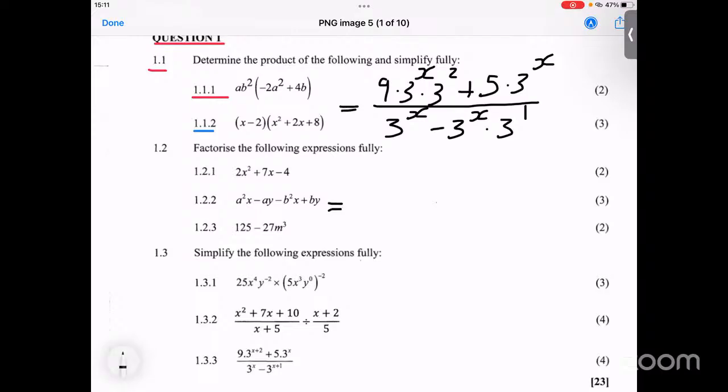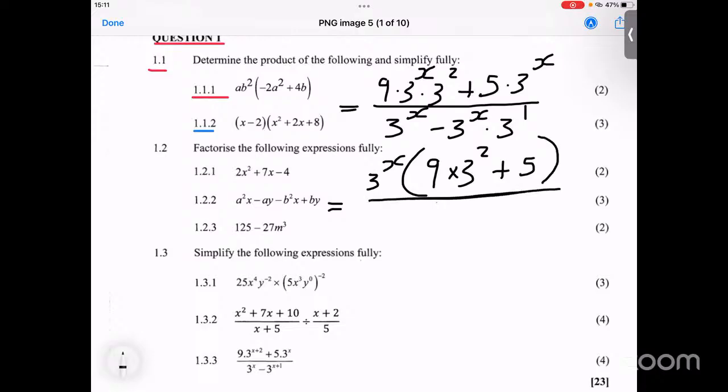Yes, this is it. Okay, and then you check if there's something that can be taken out as a common factor. Definitely the 3 to the exponent of x, and then you remain with that 9, which will therefore be multiplying that 3 to the 2, plus here you will remain with 5 because you took out 3 to the x. Again, here you can take out 3 to the x, you will remain with 1, minus, you'll just remain with 3 to the 1 there because you've taken out that as a common factor. For that reason, this can cancel with that.